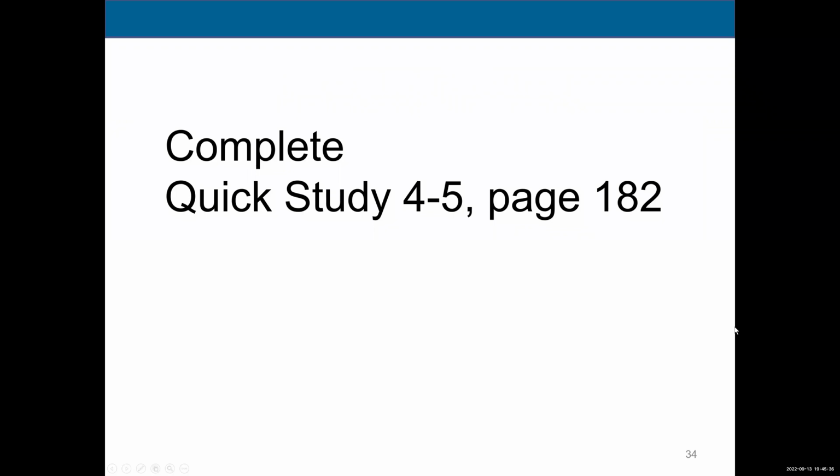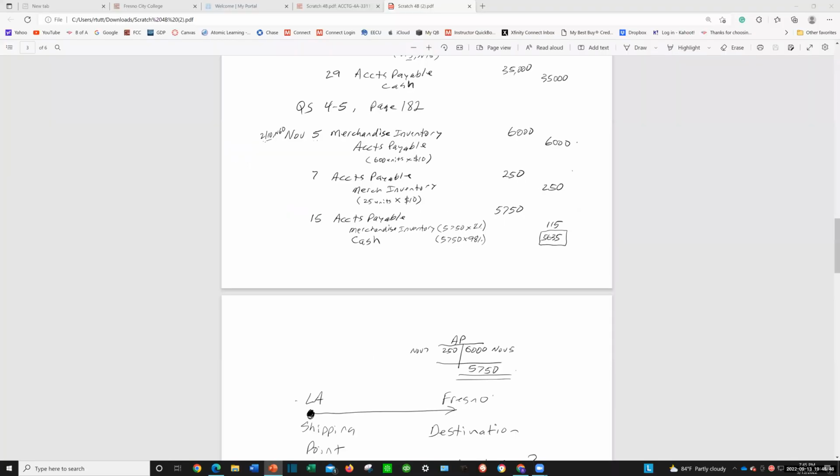Let's go ahead and do quick study 4-5. Okay, so quick study 4-5, page 182. Prepare the journal entries for the following transactions. And we always are using the perpetual inventory system and the gross method.